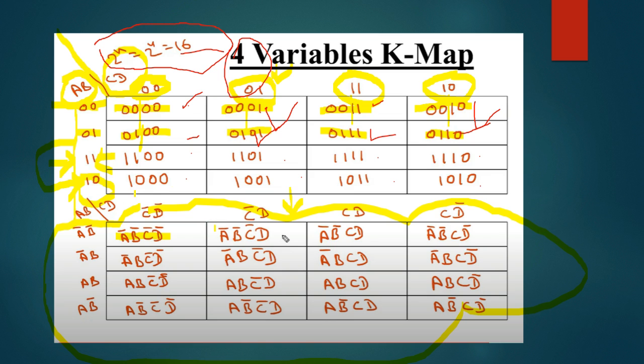Okay, so this table is represented in terms of the variables and its complements, and this table is represented in terms of binary values, I should say. This is the representation in terms of binary values. This is the representation in terms of the variables and its complements. So this holds the value of A bar, B bar, C bar, D bar.